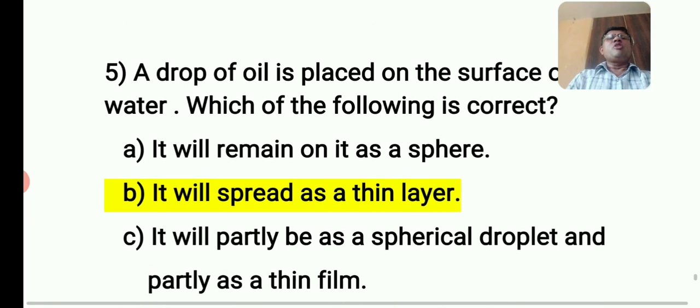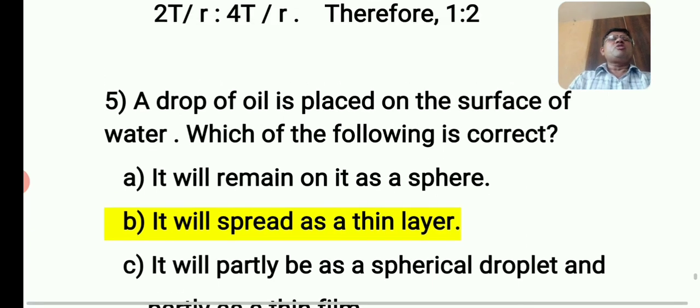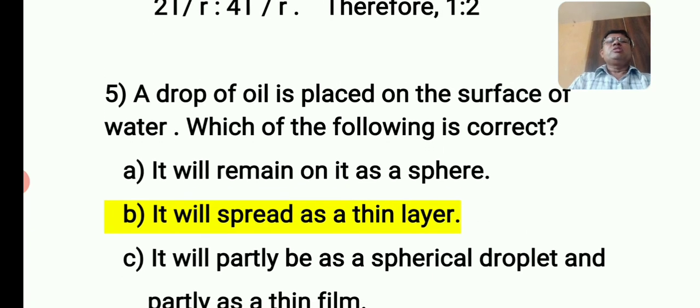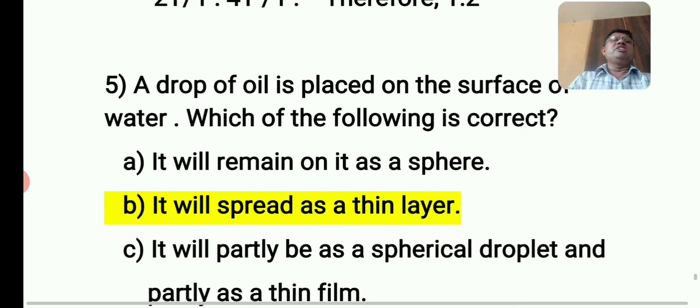That means a drop of oil is placed on the surface of water. Which of the following is correct? The answer is, it will spread as a thin layer.